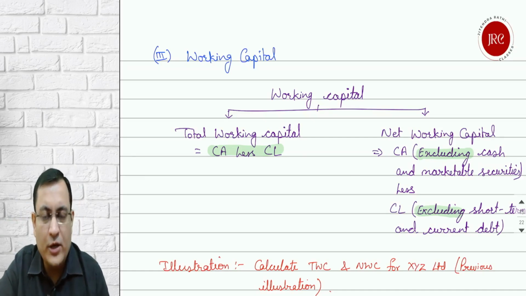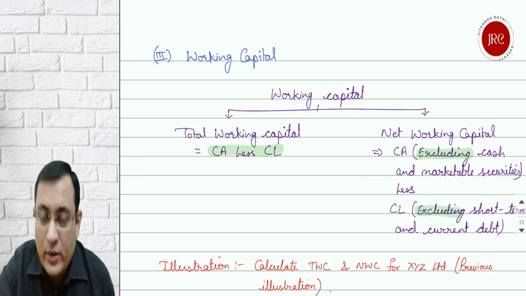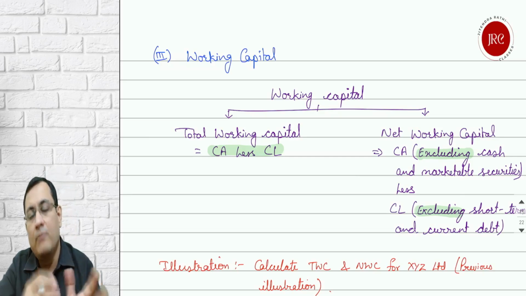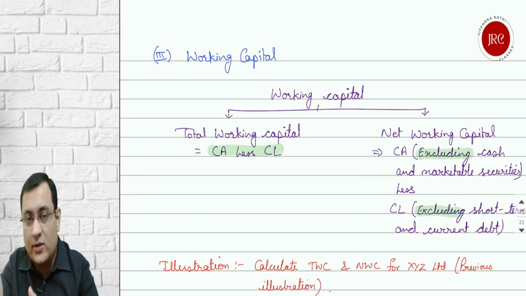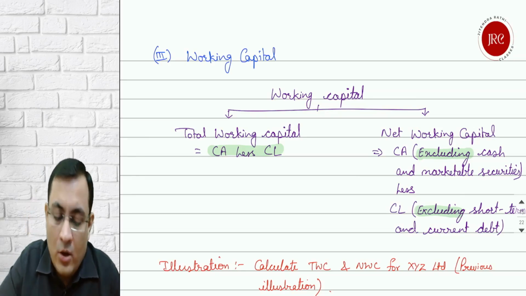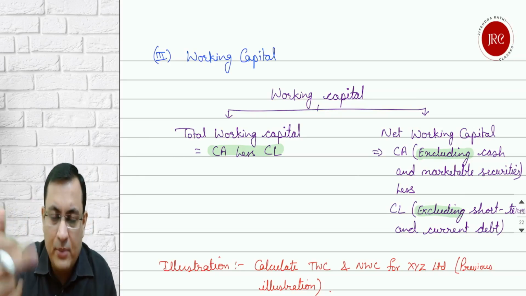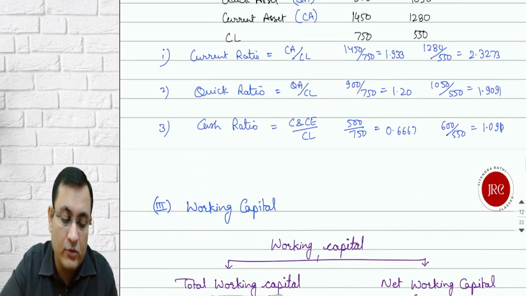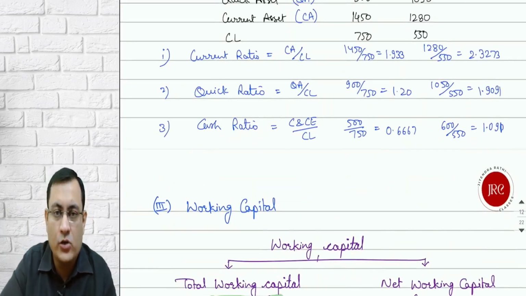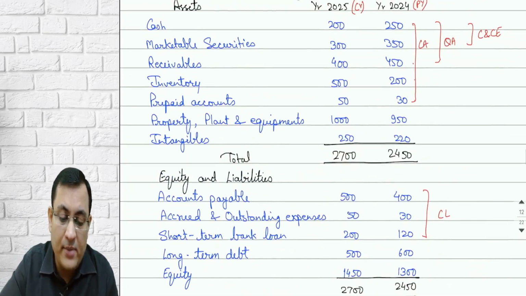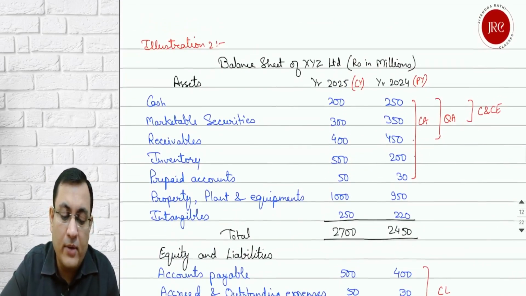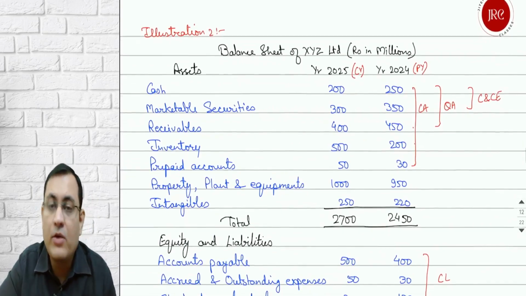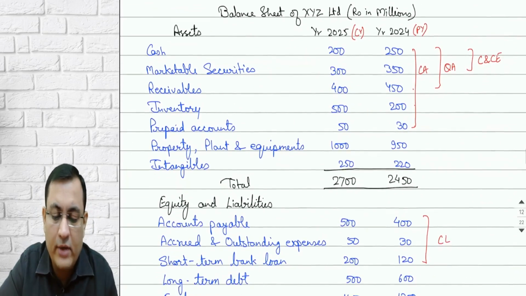What is NWC? NWC is your CA excluding your cash and short-term marketable security, minus your current liability, which again excludes your short-term debt. So if we use the previous example from the last video for calculation of quick ratio, current ratio and cash ratio, let's continue with the same example. We have been provided with the balance sheet of XYZ Limited, rupees in millions, with data for 2 years, 2025 and 2024.